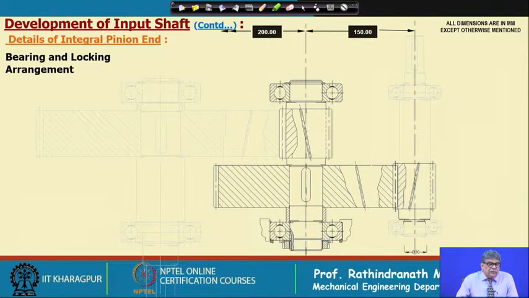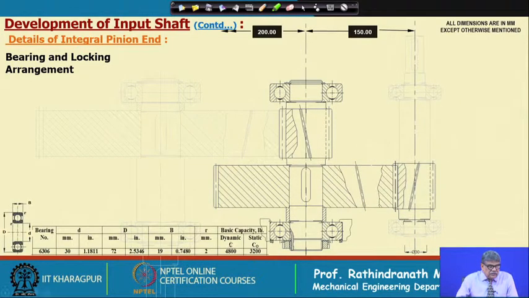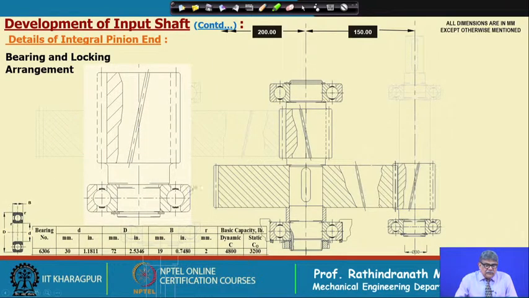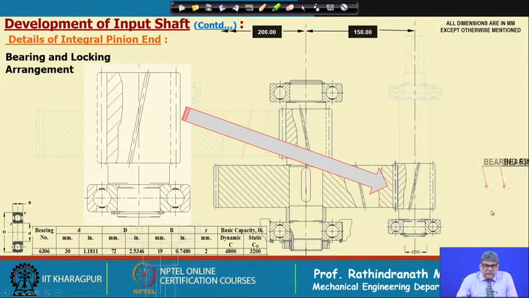Now, bearing and its locking arrangement. The bearing is selected already, as I have shown, but here it is also displayed what the capacity and size of the bearing are. Then we place the bearing, and that bearing is locked with a circlip. If we look into the developed figure of that, this portion is shown in the developed form, and this is the bearing, and this is the circlip.